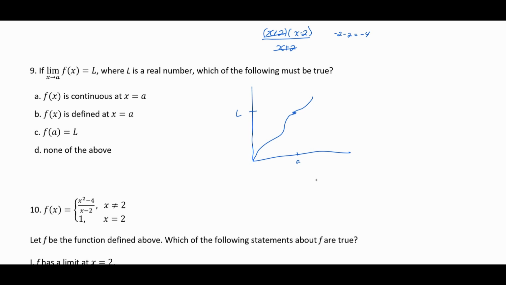From what I sketched out, we know it's not continuous, or it doesn't have to be continuous because we don't know that the function is equal to L at A. So we're going to take this out. There. So which of the following must be true?